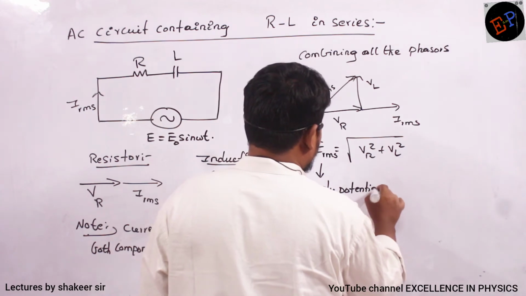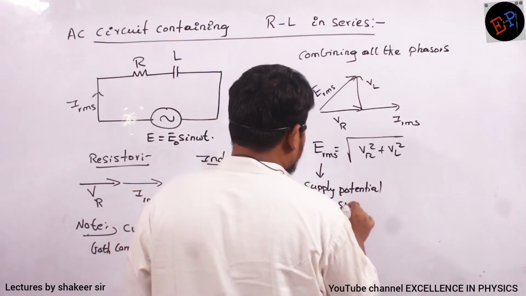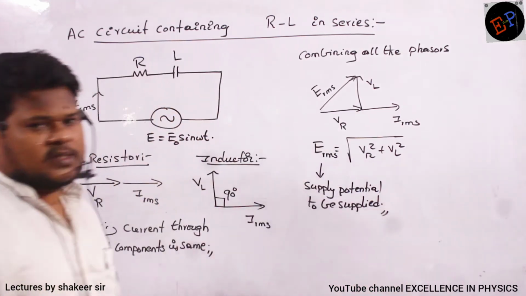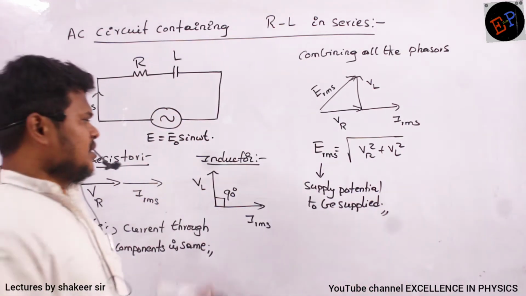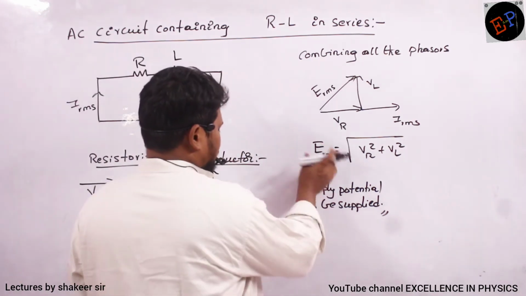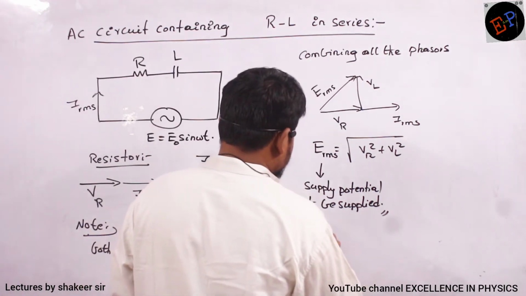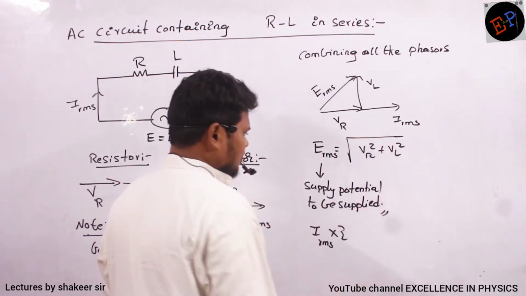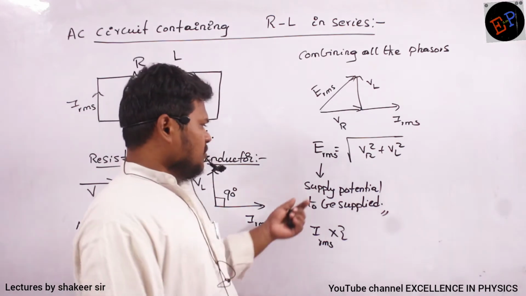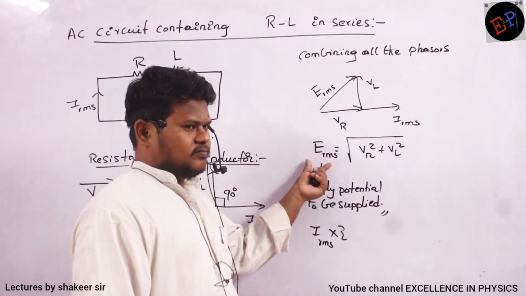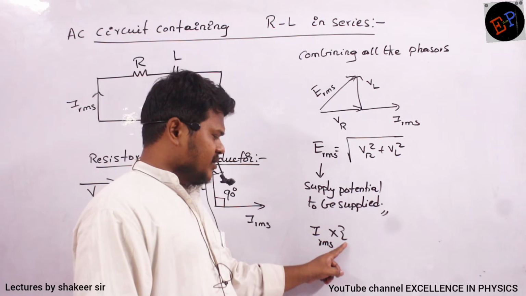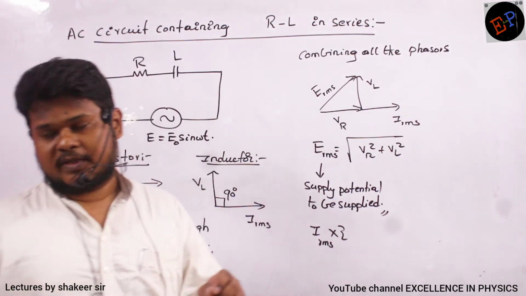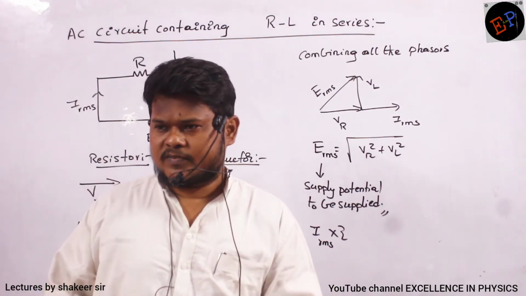So therefore, this is the supply potential we have to supply. Potential to be supplied. Are you able to understand how we got this one? Okay. Now see, ERMS, how can I write? ERMS can be written as IRMS multiplied by Z. Clear? What is Ohm's law? V is equal to I into R only. So I into R. But what is this R here? This is called impedance. Impedance of the circuit.